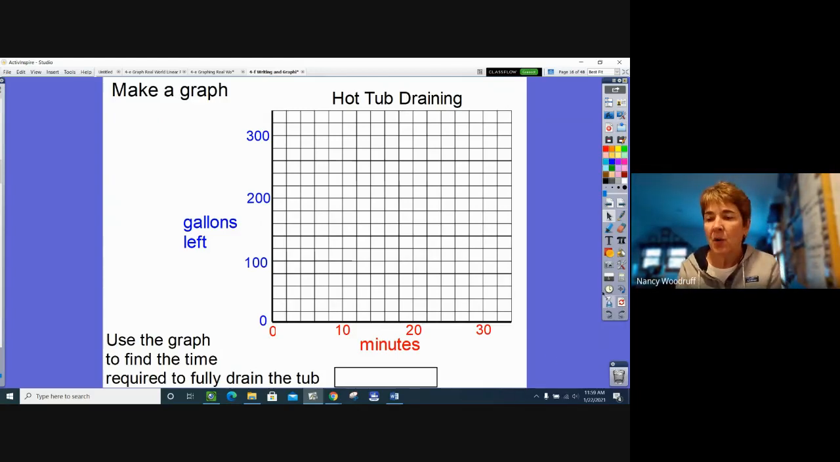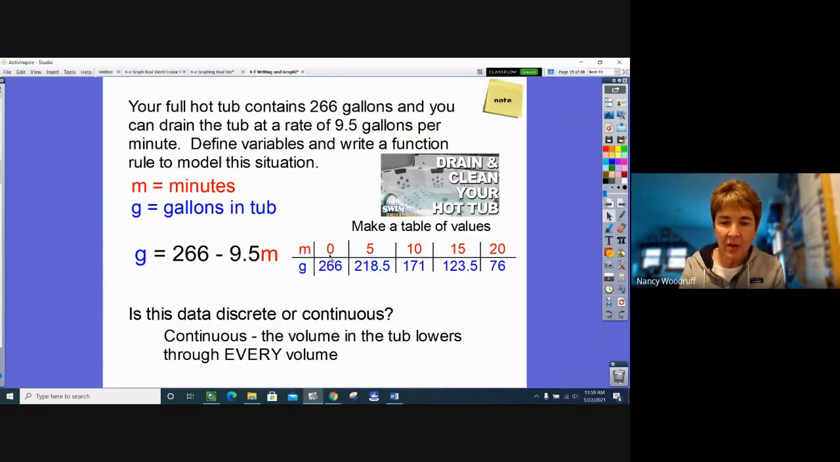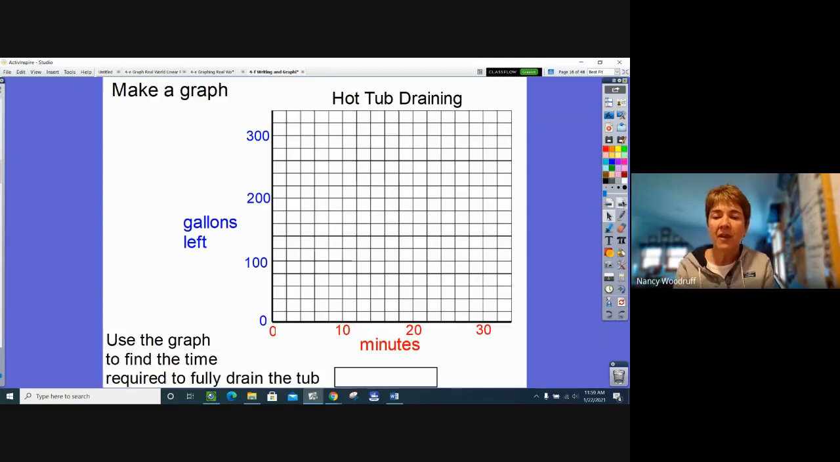Alrighty, so now we're going to go and remember that we're going to plot these points. So we're going to plot 0, 266, 5, 228, about 219, 220, right? And we're going to plot these 1, 2, 3, 4, 5 points. So I'm going to ask you to plot your 5 points, and they should relatively fall in a line. Now, this time you're not starting at 0, 0. You're starting at 0, 266. So the dot is going to be right about where my arrow is.